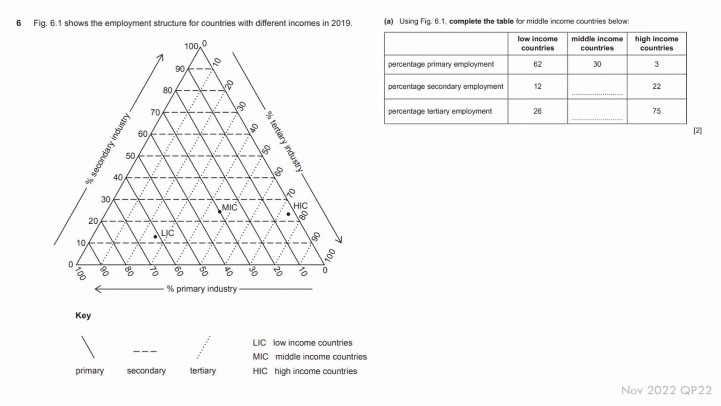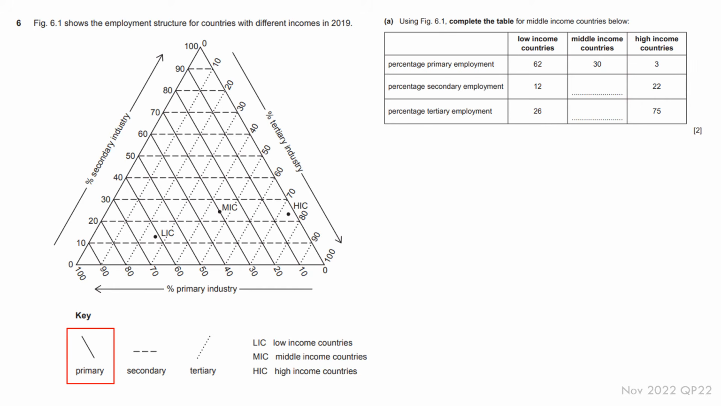Now what's key with a triangular graph is that basically you draw 3 lines, and where those 3 lines meet, that is where you put your points. So here, we need to complete the table for middle income countries. We need to work out the percentage secondary employment, and the percentage of tertiary employment for middle income countries. So pretty much we need to do the reverse.